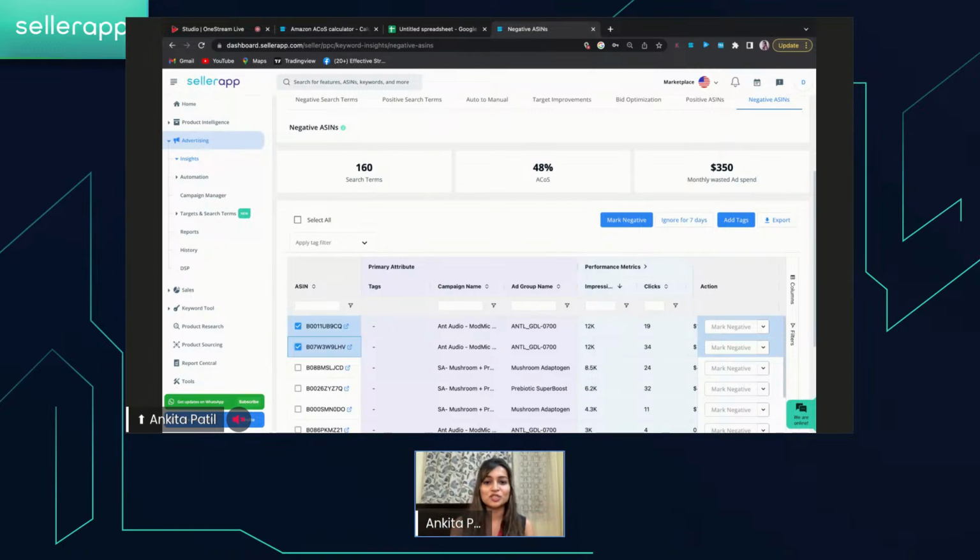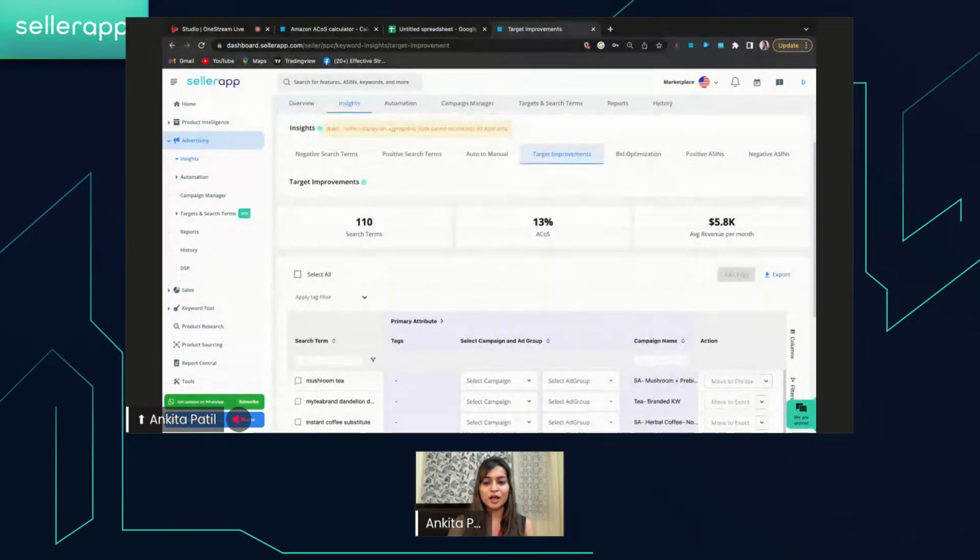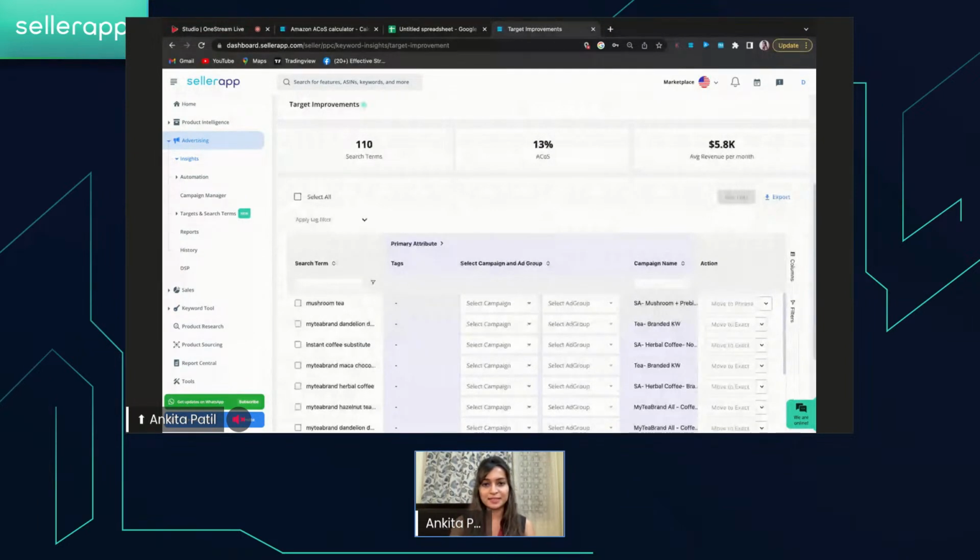Once you identify the top performing keywords with the best ROI, create dedicated campaigns specifically for them. This way, you can refine your ad strategy and deliver more targeted ads. So with Cellwrap, you can easily do this, target improvements. Under target improvements, you have three keyword match types, that is broad, exact, and phrase.